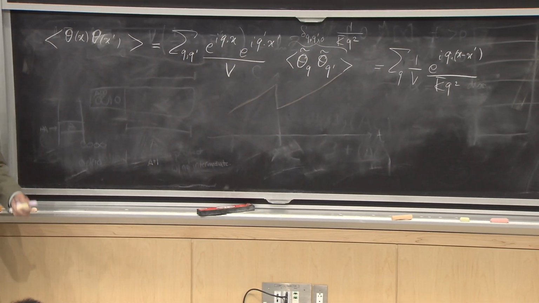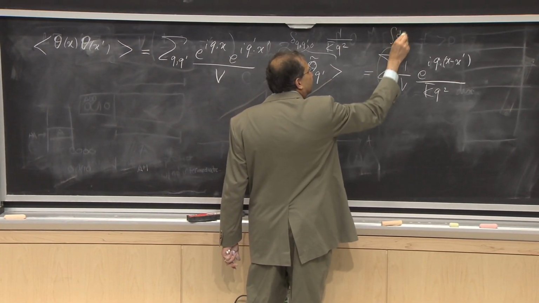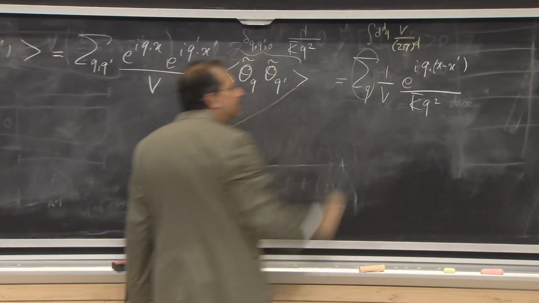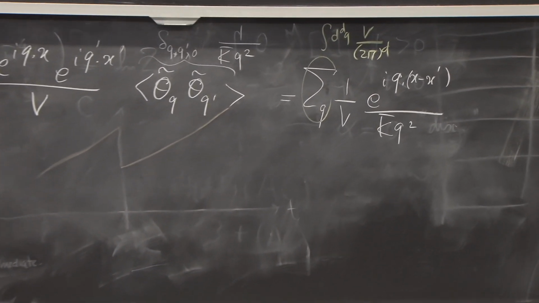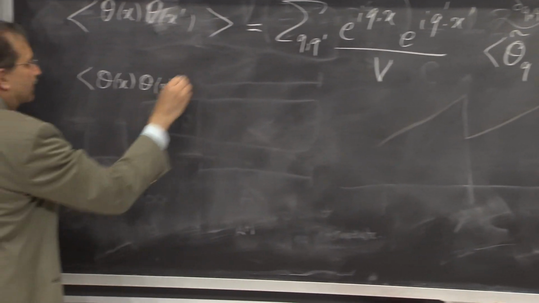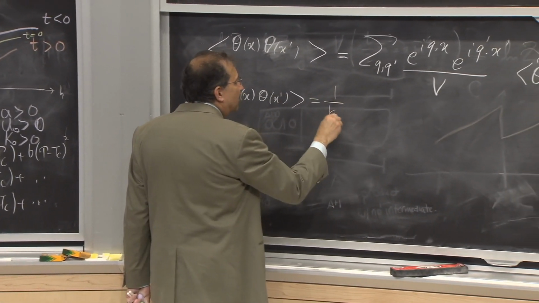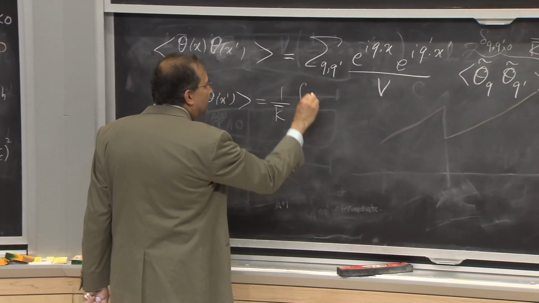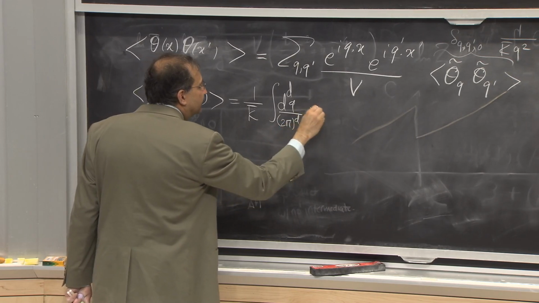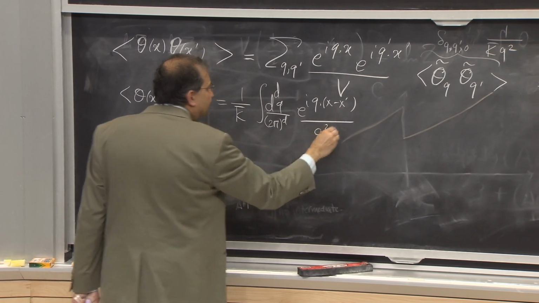If I go to the continuum limit, where the sum over q I replace with an integral over q, then I have to introduce the density of states. And so then I find that theta of x, theta of x prime, is 1 over k bar integral d^d q over 2 pi to the d, the Fourier transform of 1 over q squared.